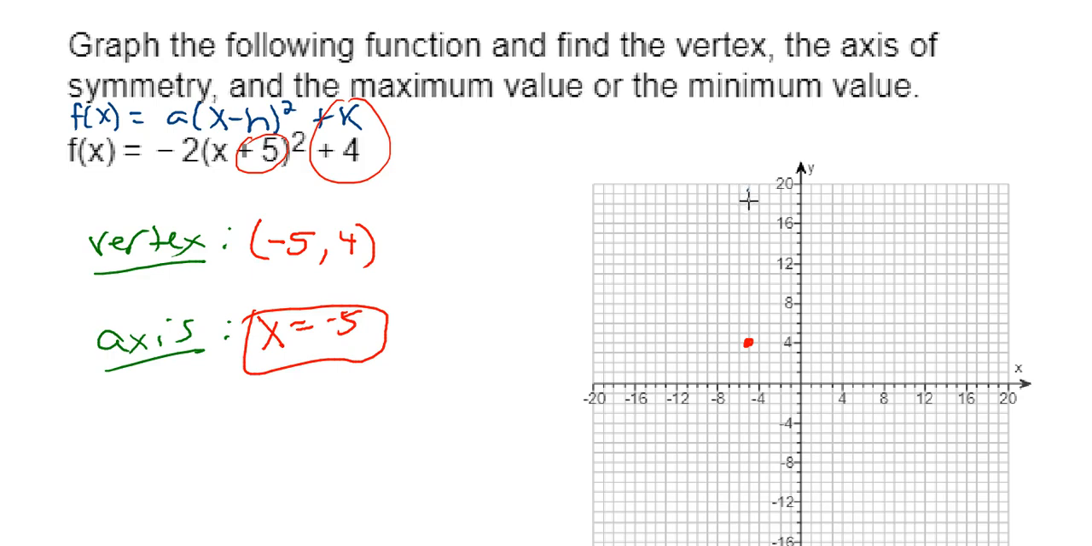So I'll draw a vertical line representing that axis of symmetry. It's a vertical line that passes through -5, passes through the vertex. So that's this vertical line here, x equals -5.